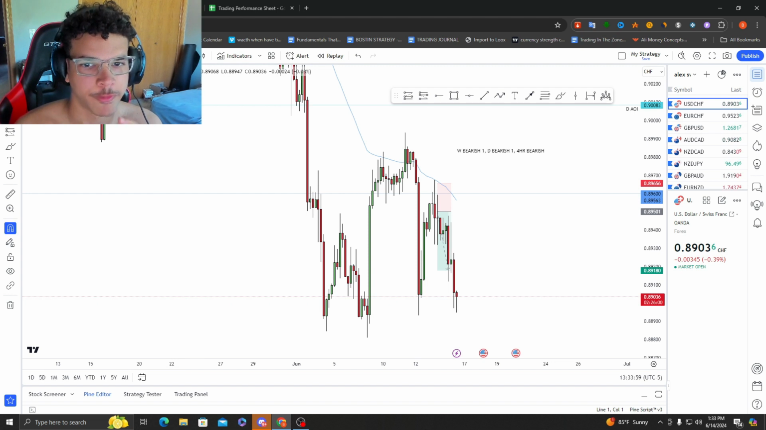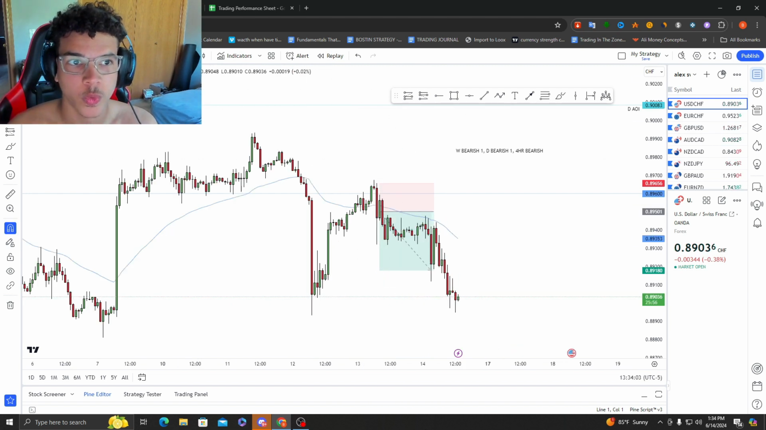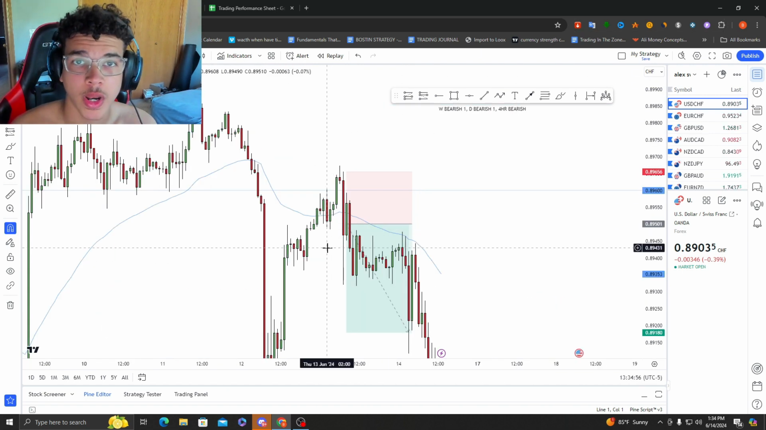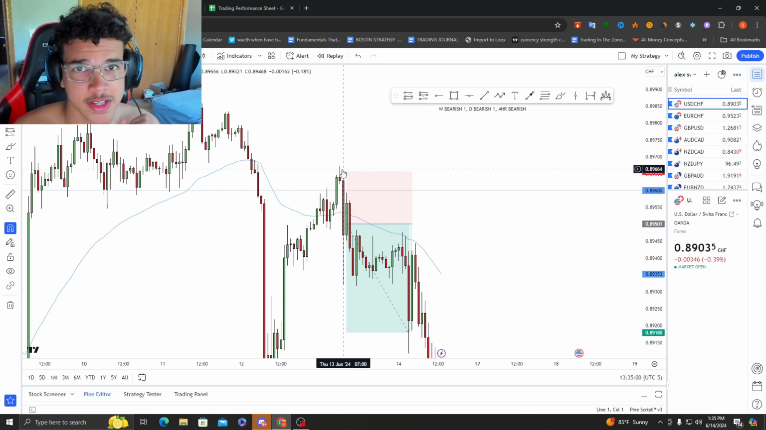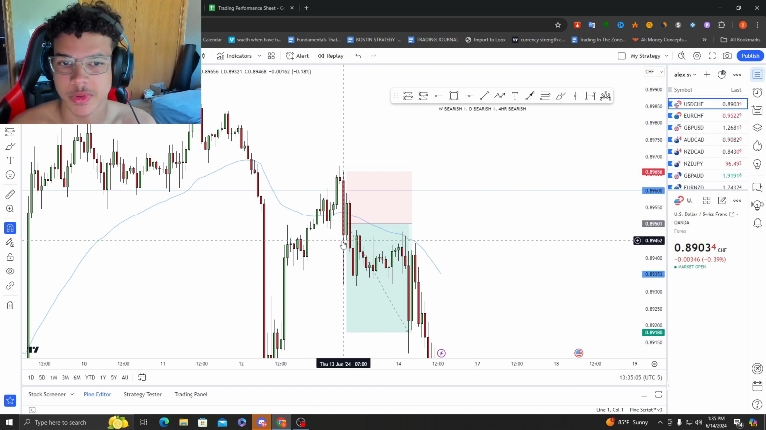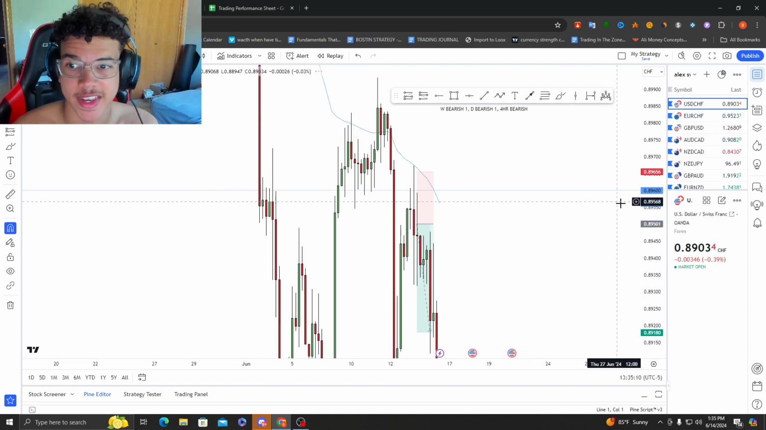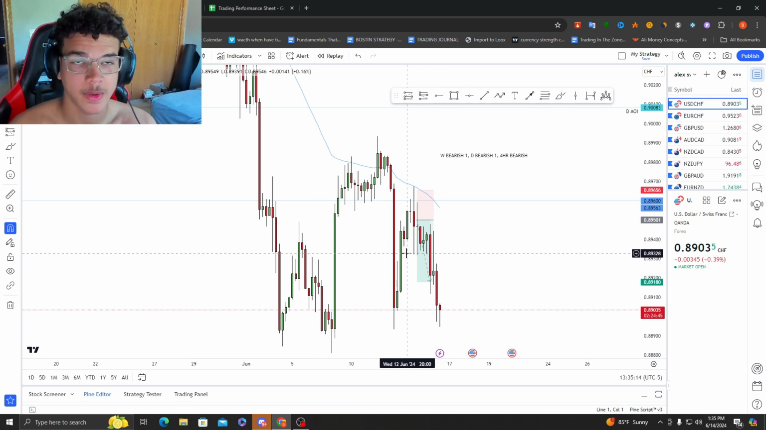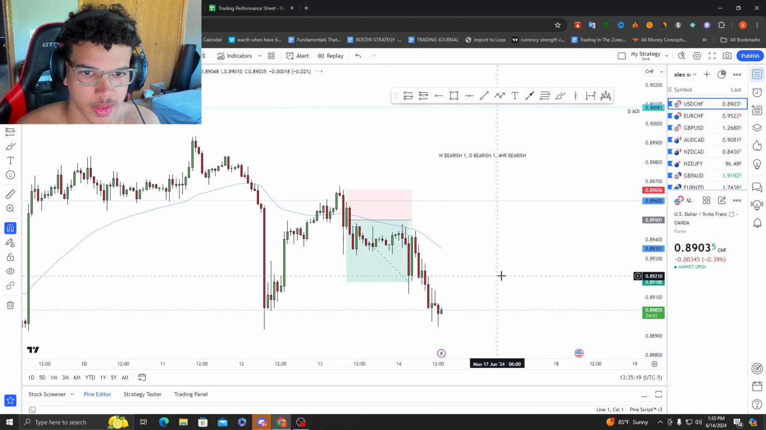So the 4 hour is kind of an evening star pattern, with the 1 hour made within this 4 hour candle right here. On the 1 hour you can see it's a nice evening star pattern: a nice bullish candle, a nice bearish pin bar, and a nice bearish candle. This is beautiful. So once I saw this, I was like, okay, this is a nice entry right here. I'm liking it.